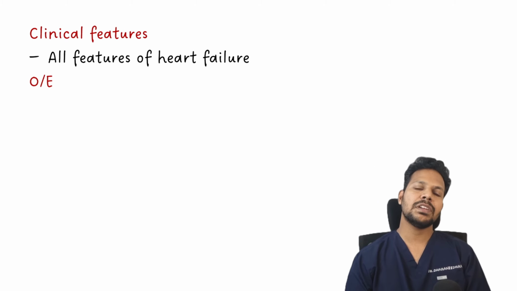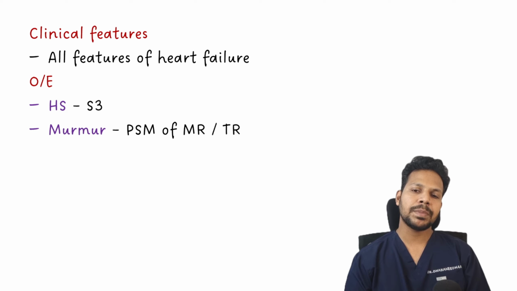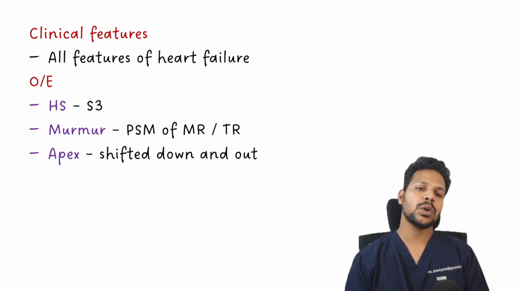On examination, of course, when the patient is in failure, you will see S3, a third heart sound, and a pansystolic murmur or tricuspid regurgitation murmur may be heard, and the apex will be shifted down and out. This is the difference.